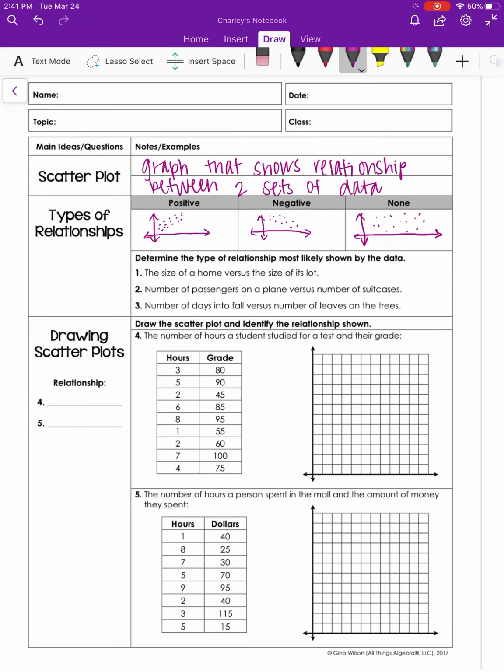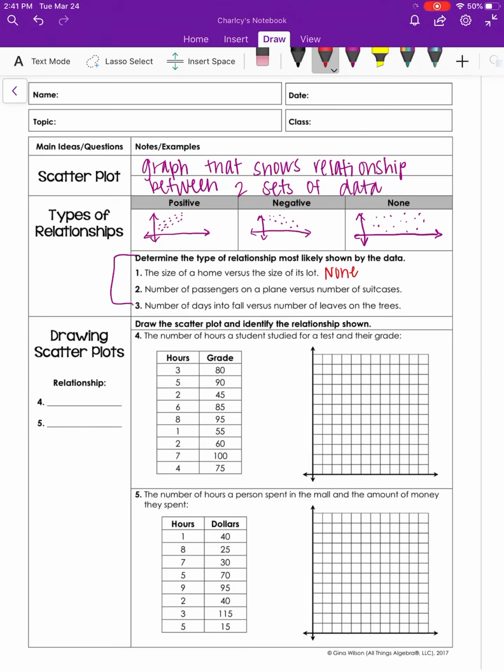So, the next step here is we're just going to talk about what kind of relationship would be shown by these word problems here. And we're just going to kind of talk about what that would look like on a graph, even though we're not given a graph. So the first one, number 1, says the size of a home versus the size of its lot, okay? So those things do not affect each other, okay? As the size of the home grows, the size of its lot doesn't grow. They don't really have a relationship, so we would just call that none.